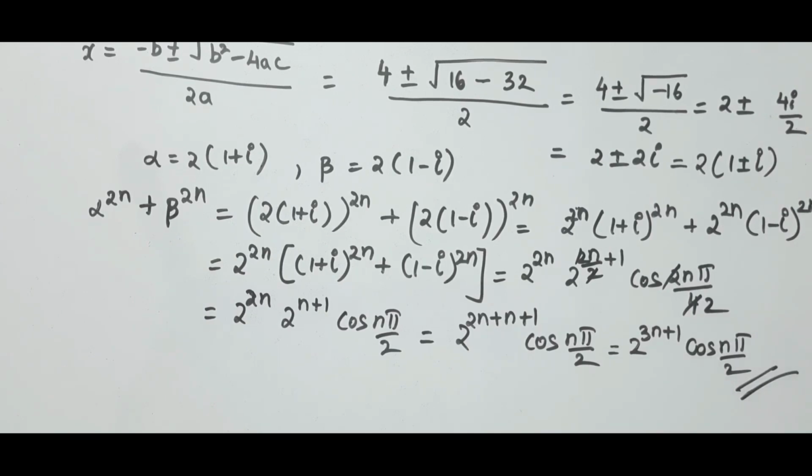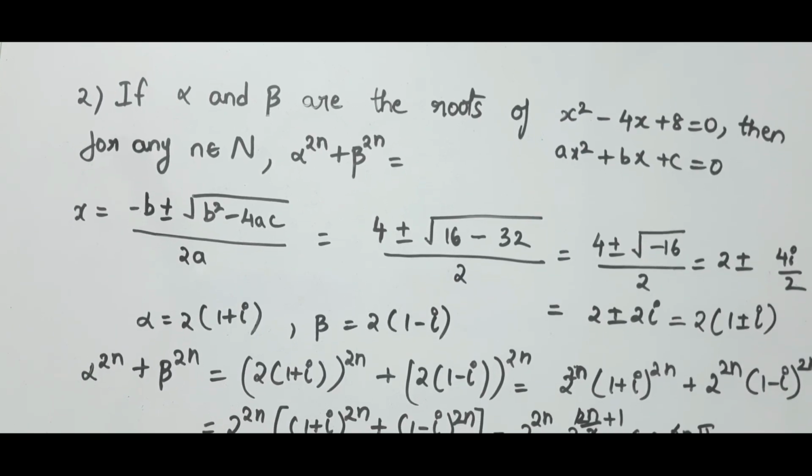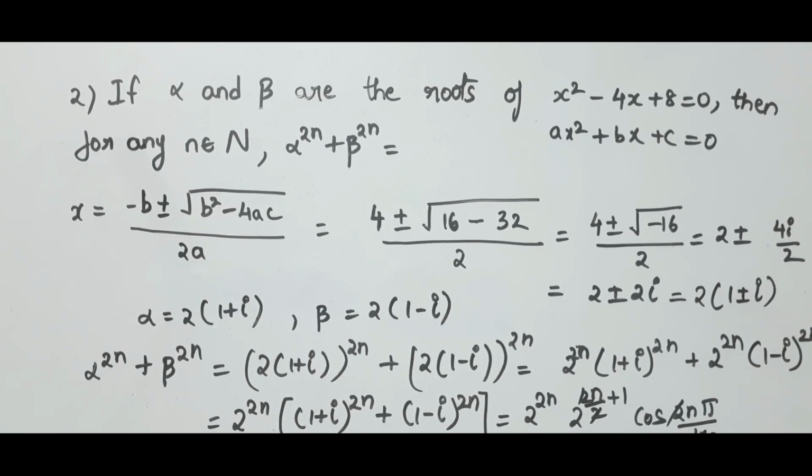Okay. So if they give this type of problem, that is if they give a quadratic equation and ask the value of alpha to some power plus beta to some power, simply first find the roots of the quadratic equation by using minus b plus or minus square root of b square minus 4ac by 2a. Once you get the roots, you will get two roots, is it not? So take one as alpha and the other as beta. Okay, and do as I have done for this model problem.